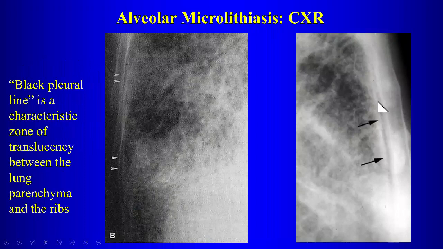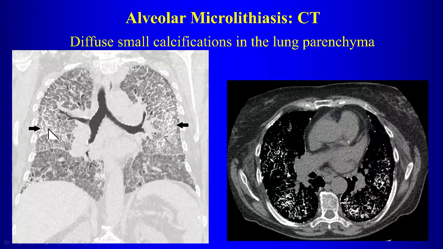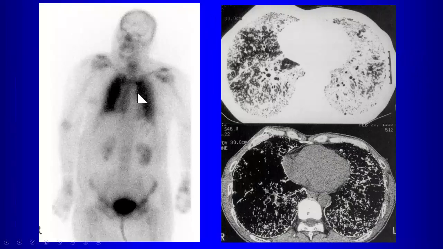Okay, the other finding is what's called the black pleural line, because the lungs are denser than the pleura, so the pleura shows up here as lower in attenuation than the lungs because the lungs are calcified. So that's a finding that can be associated with alveolar microlithiasis. It's not hard on CT. On CT, we can see the calcifications within the lungs. You see these scattered small, tiny calcifications throughout the lungs, and we can say, all right, so this might be a case of alveolar microlithiasis.